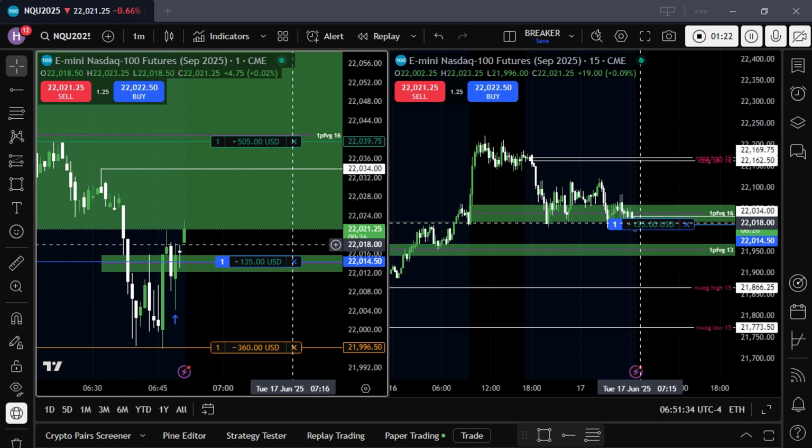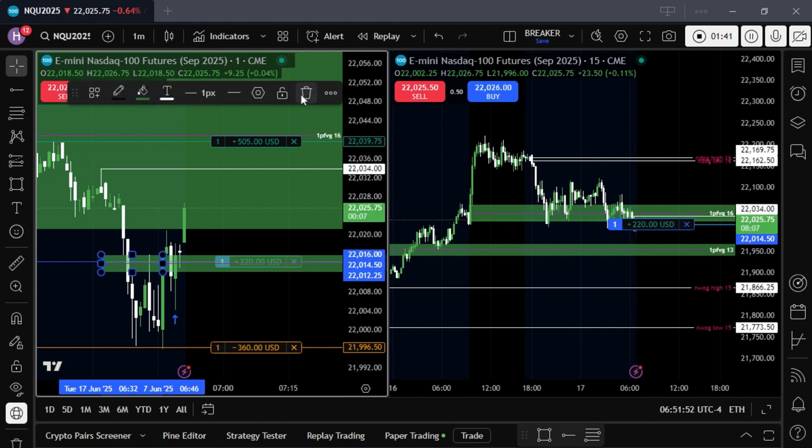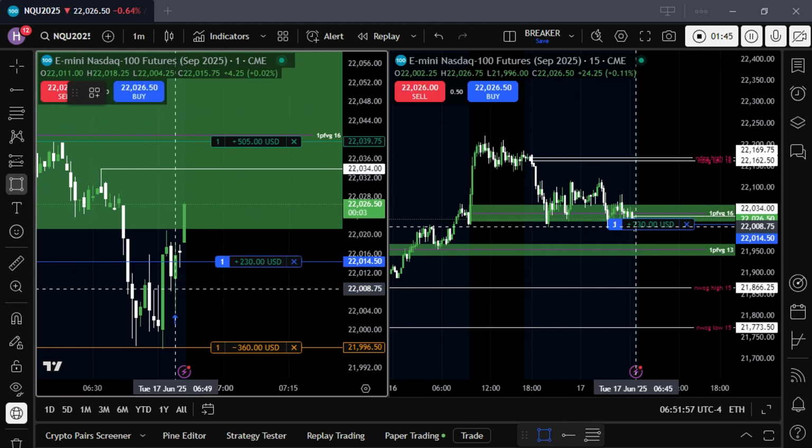That's liquidity that I think it'll seek, but my target is the consequent encroachment of the first position fair value gap. I believe it's the 16th or maybe the 14th. I can't see the number right now. But the consequent encroachment of that, I see that as a draw on liquidity because there's sell stops resting right under it.